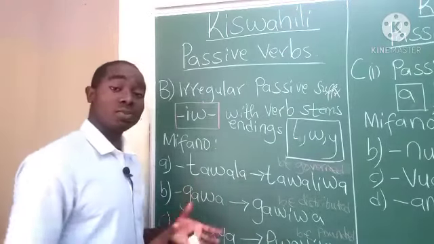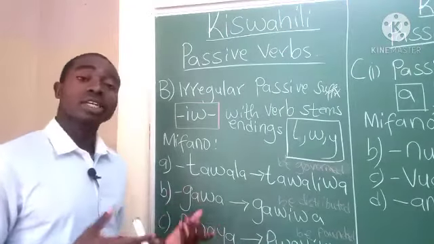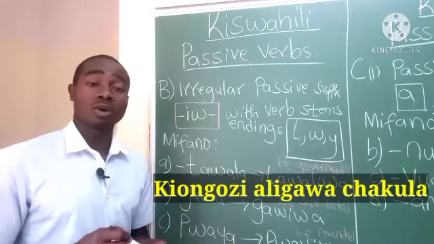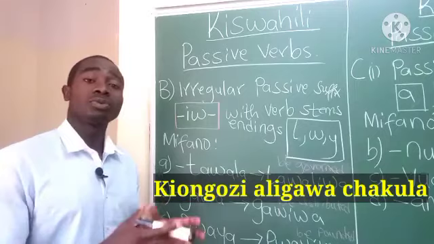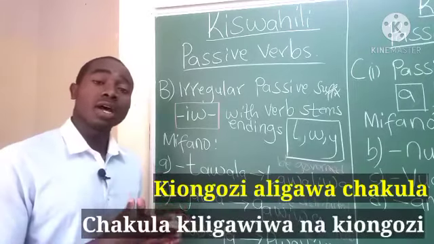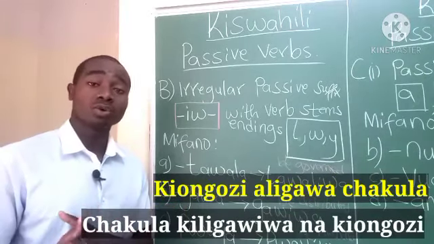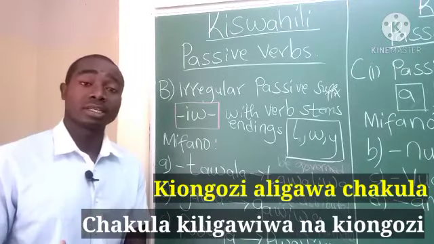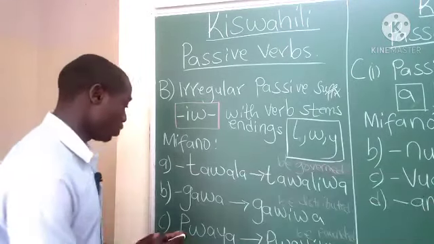So we have the second one, gawa, to distribute. Gawiwa, to be distributed, like chakula, food. Kiongozi aligawa chakula. The leader distributed food. Chakula kiligawiwa na kiongozi. The food was distributed by the leader. Sawa, kiongozi, the leader.